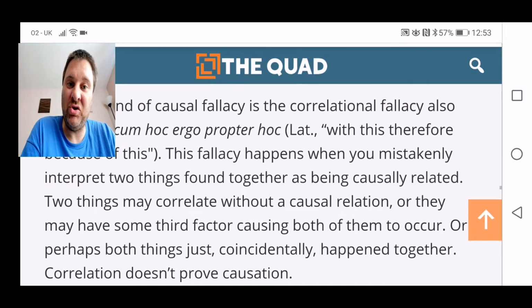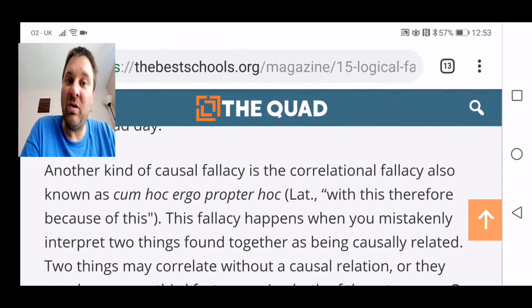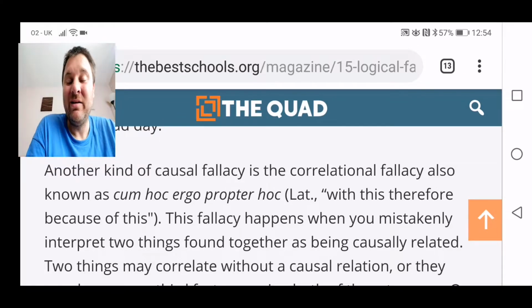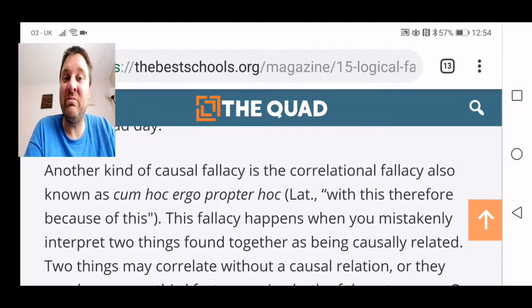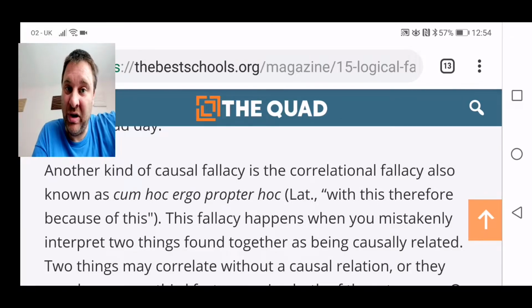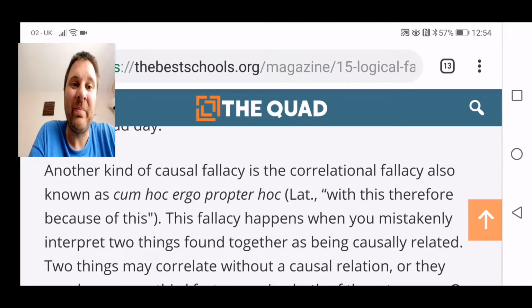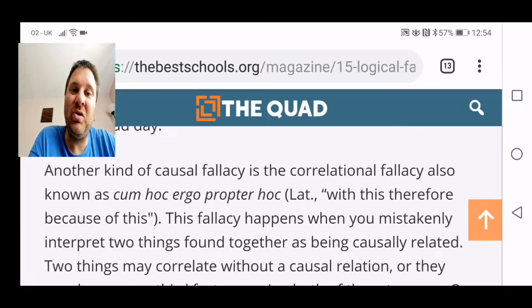Correlation doesn't prove causation. We could say this about when they say, oh, the moon causes the tides, because it just happens that when there's a high tide, the moon is in the sky. You could say that, and that's what these heliocentric believers would say. They would say that because there's a high tide, it means the moon's in the sky, so the gravitational pull of the moon is pulling the tide towards the moon, so you've got a high tide, right? But you could put that under this fallacy, cum hoc ergo propter hoc.